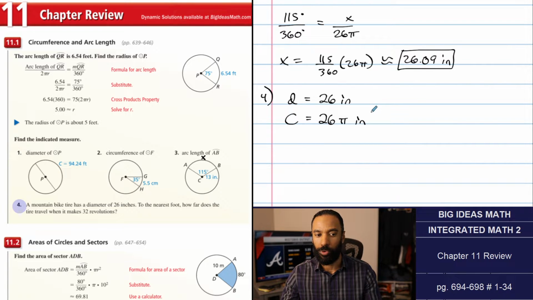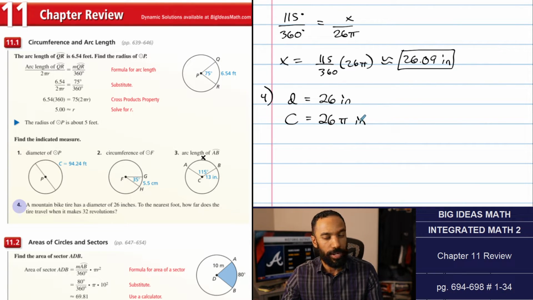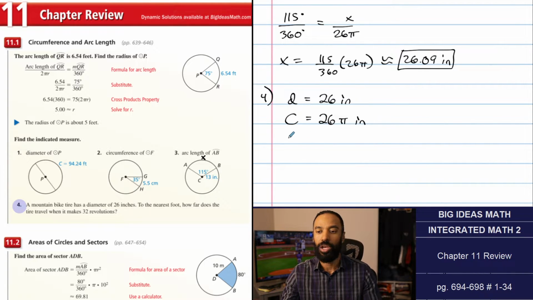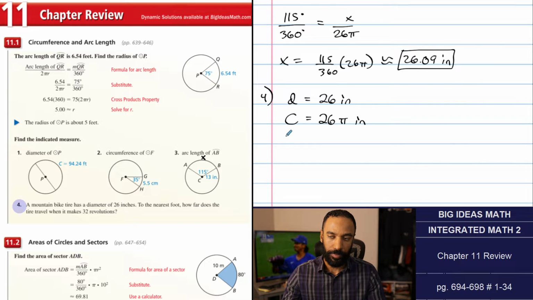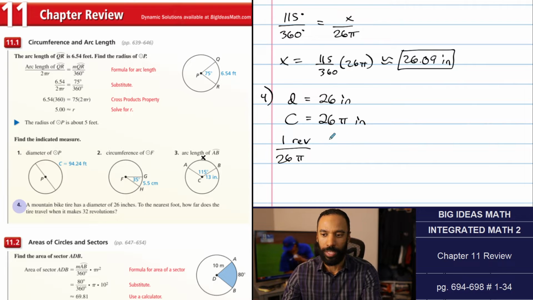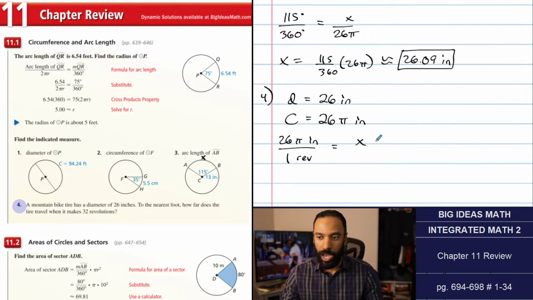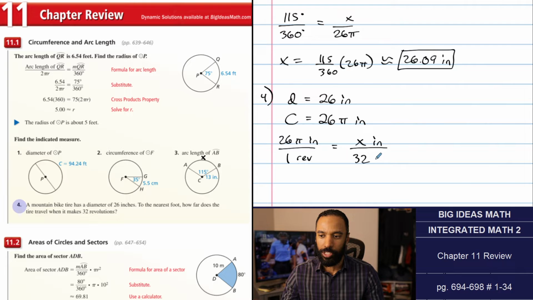How far does it travel when it makes 32 revolutions? You have to remember we're still in inches right now, by the way. We'll go into feet ultimately by dividing everything by 12. But let's figure out the 32 revolutions thing. Now, I'll set this one up as a proportion as well to make sense of it. You can write this different ways when it comes to your proportions. Let's do it this way: 26 pi inches is to 1 revolution, as this unknown amount of inches is to 32 revolutions.